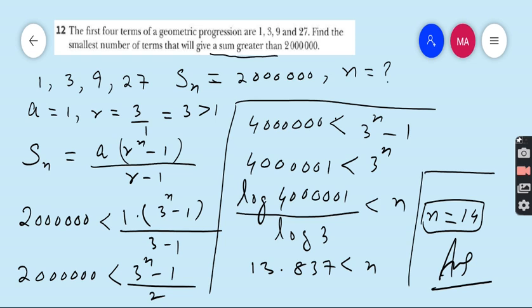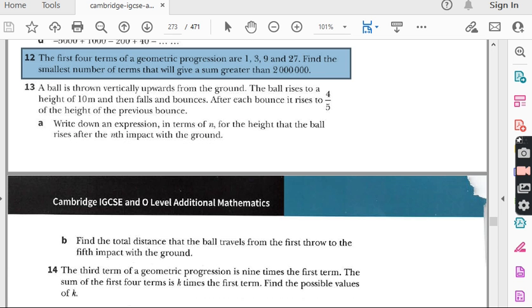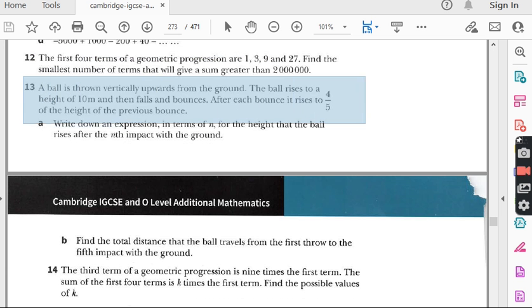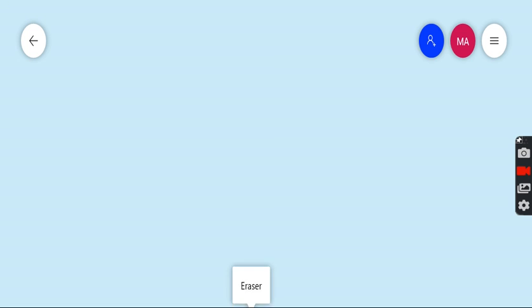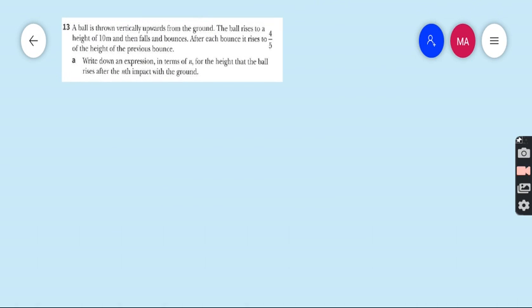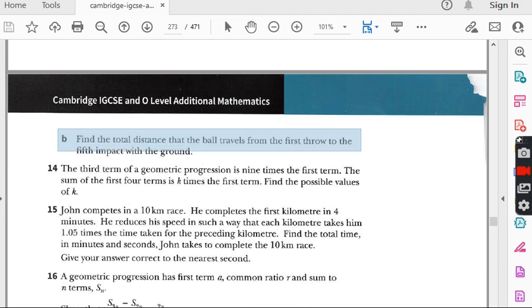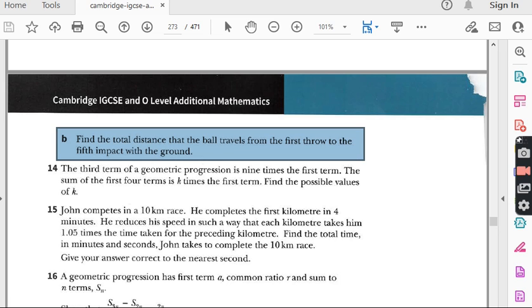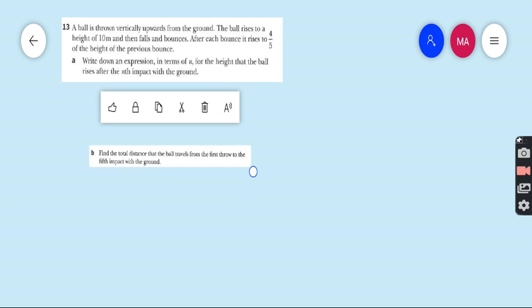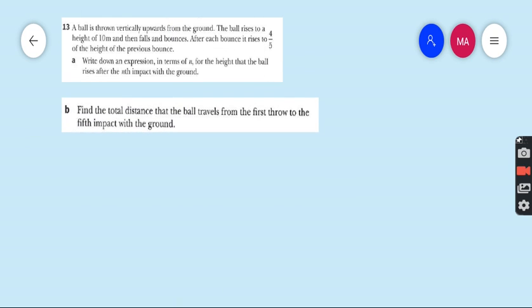Move to question number 13. This is the whole question number 13.